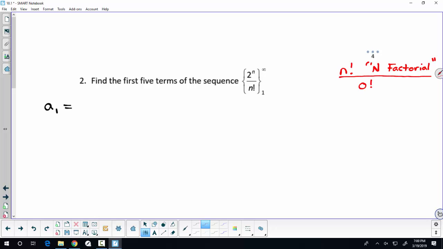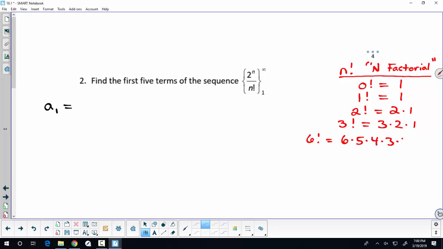So first of all, 0 factorial is defined as 1. We'll just look at a few of these to get the idea. 1 factorial is 1. 2 factorial is 2 times 1. 3 factorial is 3 times 2 times 1. 6 factorial is 6 times 5 times 4 times 3 times 2 times 1. So n factorial is n times n minus 1 times n minus 2 times all the way till we get to 1.